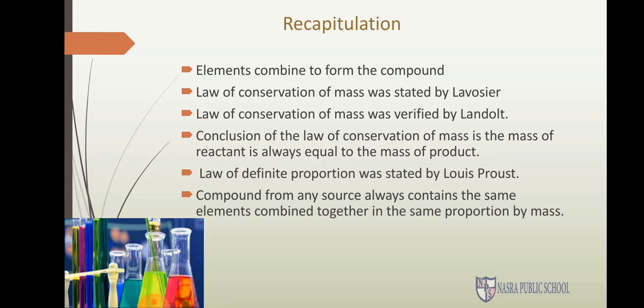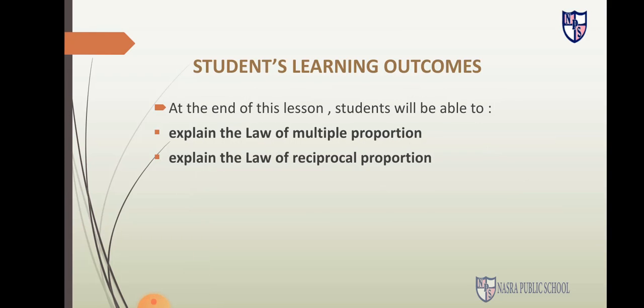Law of conservation of mass was verified by Landolt. The conclusion of the law of conservation of mass is that the mass of reactant is always equal to the mass of product. Law of definite proportion was stated by Lewis. A compound from any source always contains the same elements combined together in the same proportion by mass. Today's students' learning outcomes will be the law of multiple proportion and the law of reciprocal proportion.